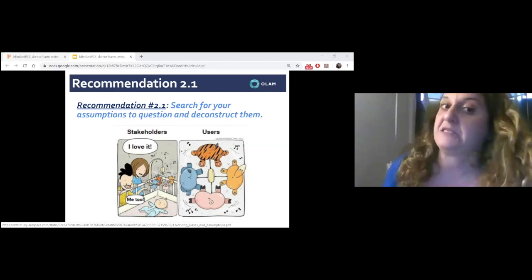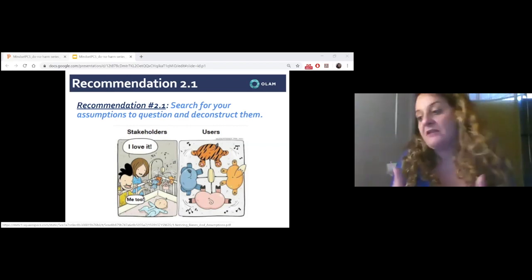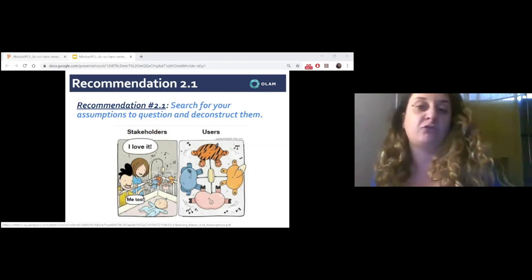We saw it in the example with DRC, where the programs assume that in order to help women, we need to focus our work on women.